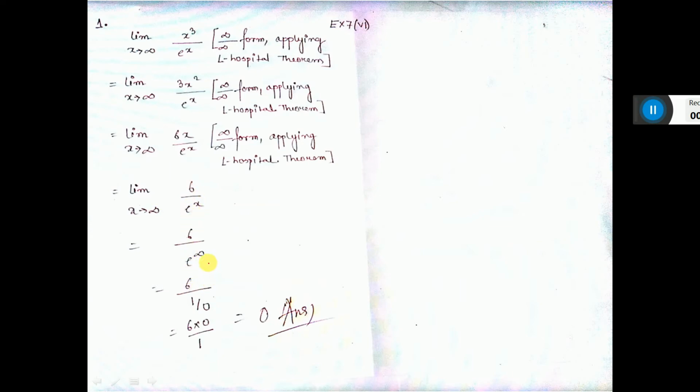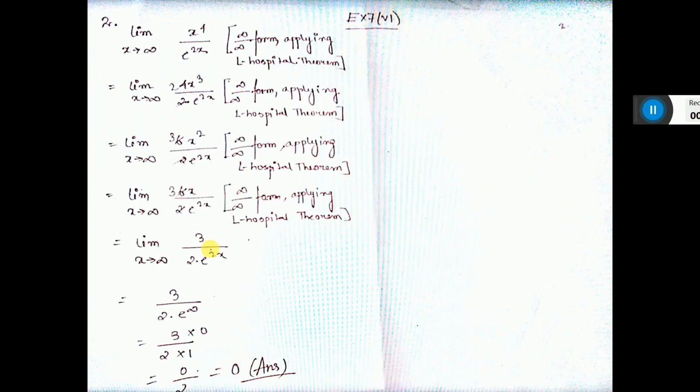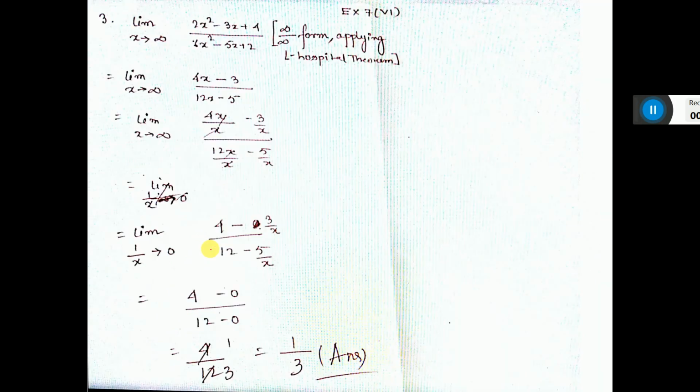Now put infinity here, e to the power infinity value is infinity, 6 by infinity is 0. It can be done a different way: e to the power infinity, that is 1 by 0, 0 going up, 0 by something, that is 0. This is also correct, but directly from here you can write this is equal to 0, because 6 by infinity is 0. This one I am not explaining, you can understand yourself.